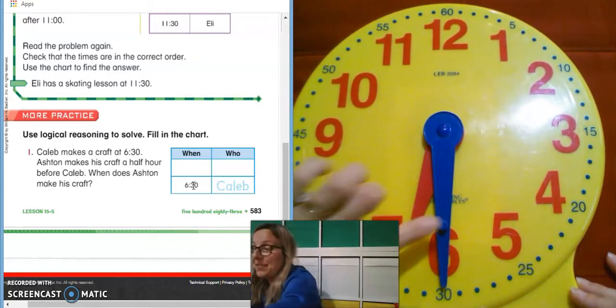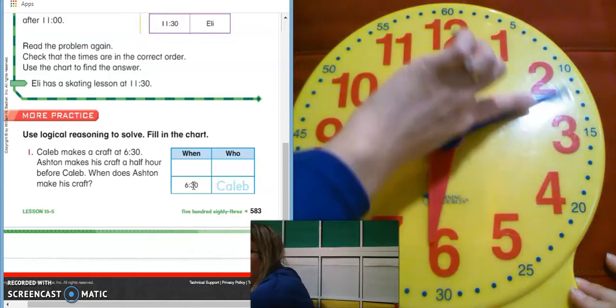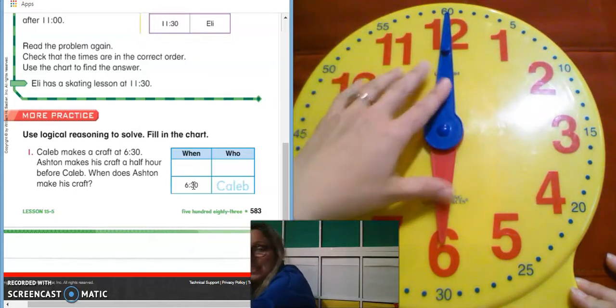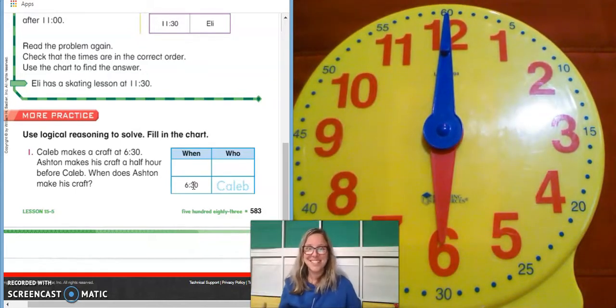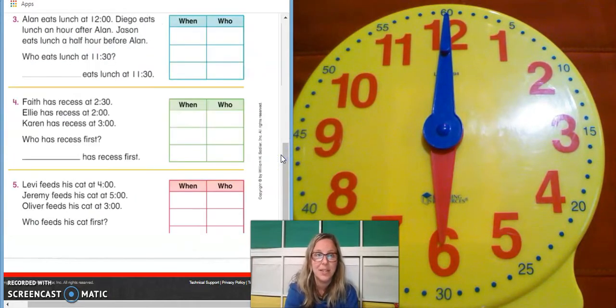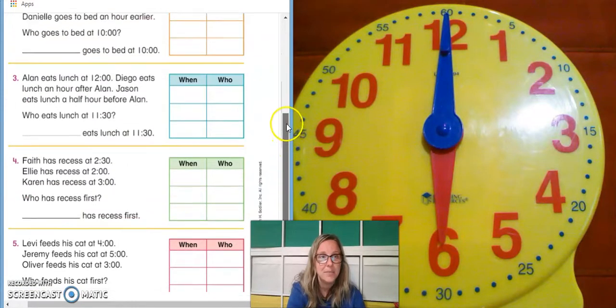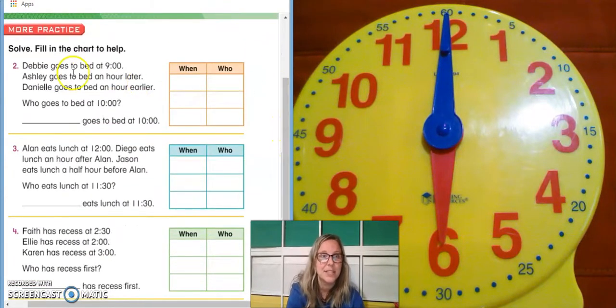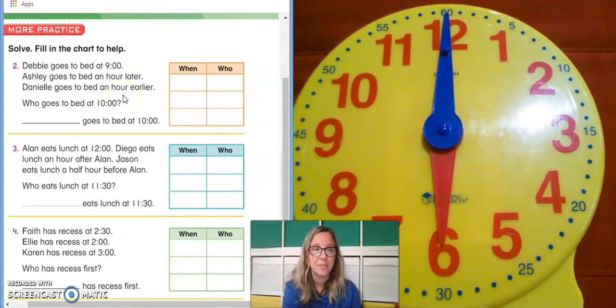But Ashton is a half an hour before. So if we go back a half an hour, then Ashton makes his at 6 o'clock. So on the line here, put 6:00, and then you can write Ashton on the line. And then we'll go on to the next page, okay? Number 2 here says, Debbie goes to bed at 9. Ashley, hey, that's my name. Ashley goes to bed an hour later.